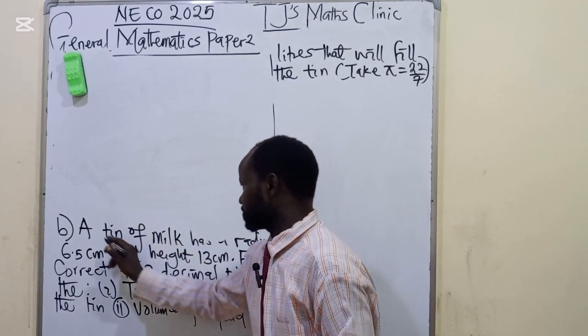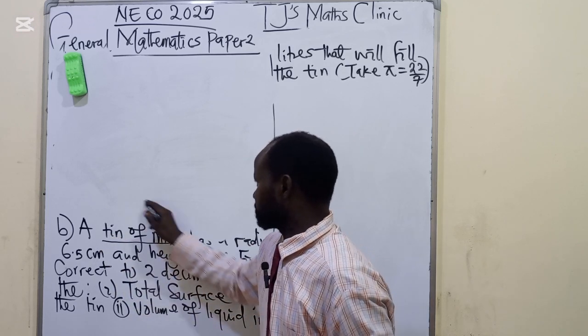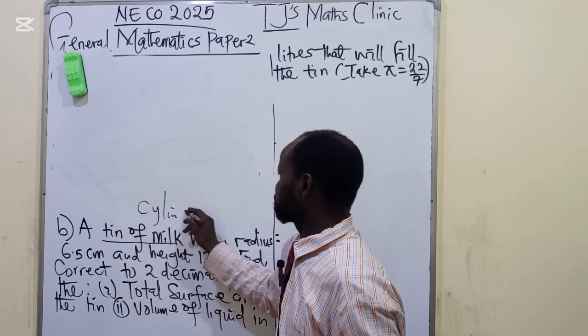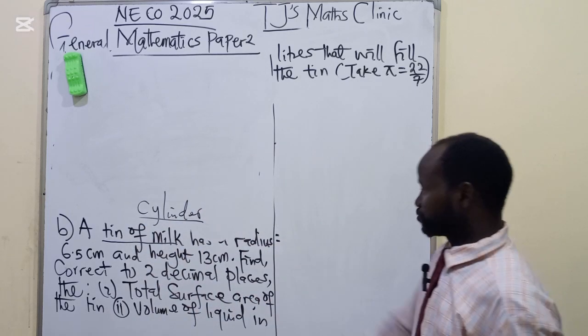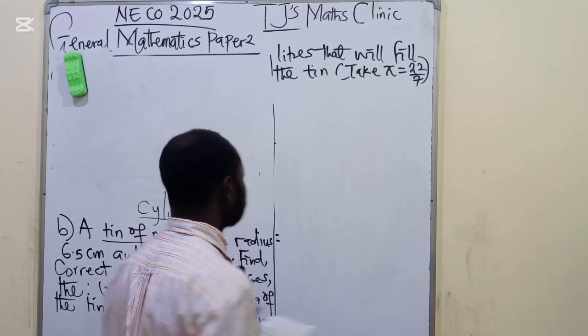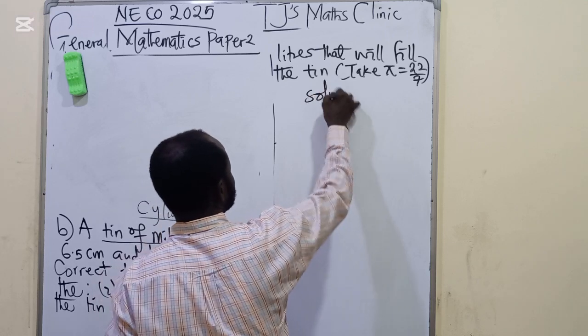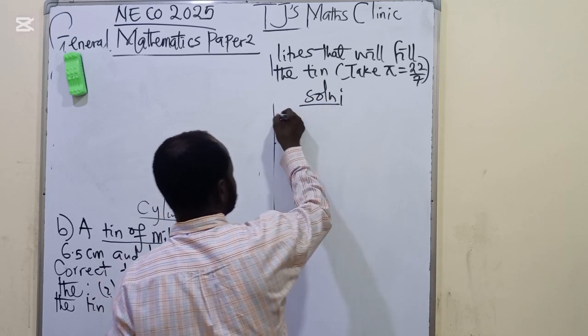Tin milk here means cylinder. This word here means cylinder. So we center our discussion on the cylinder now. So, the total surface area of a cylinder. Solution to part one now.